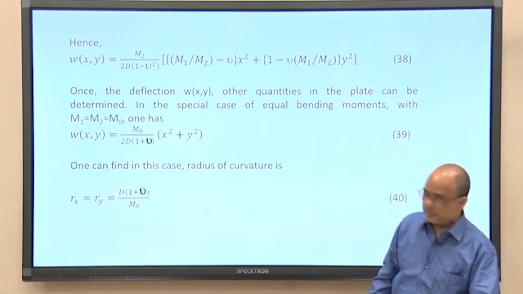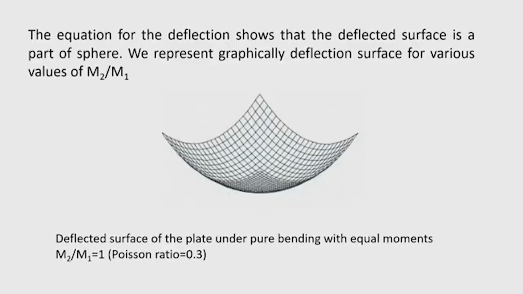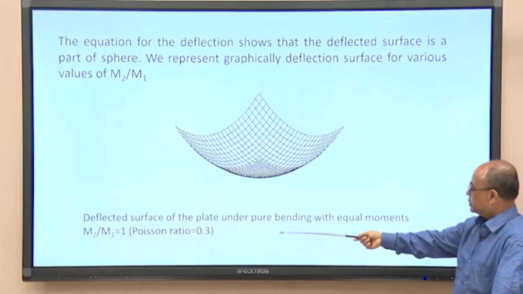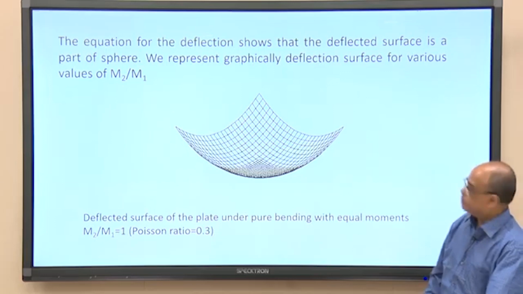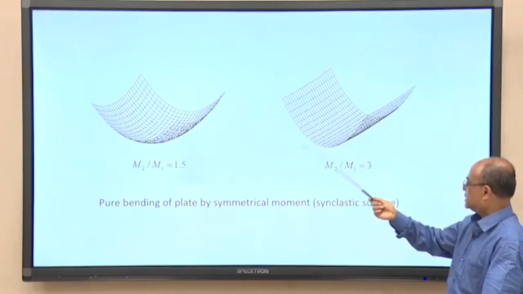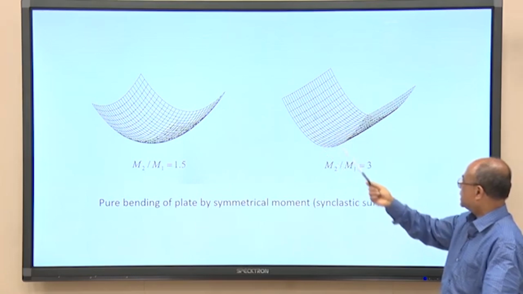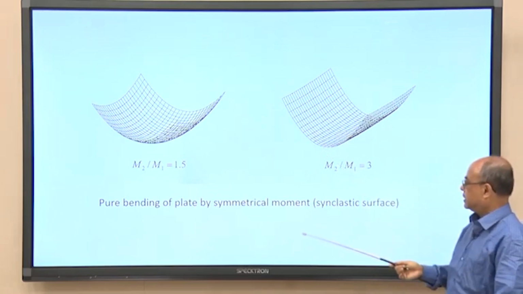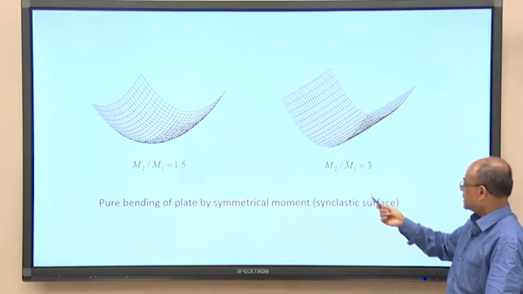Okay. So, the surface will look like that when m 2 by m 1 is equal to 1 and Poisson ratio is 0.3. For that I have plotted, and for different values of m 2 by m 1 ratio 1.5, 3, but all are symmetrical cases. So, symmetrical bending you are finding that curvature in one direction. Okay. So, it is a synclastic surface.